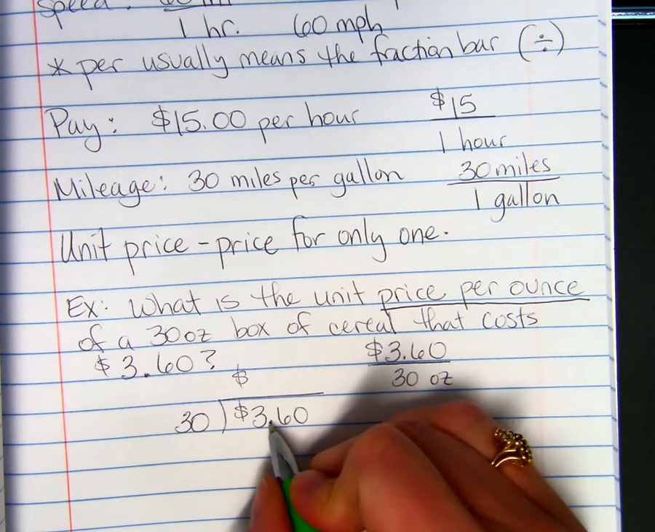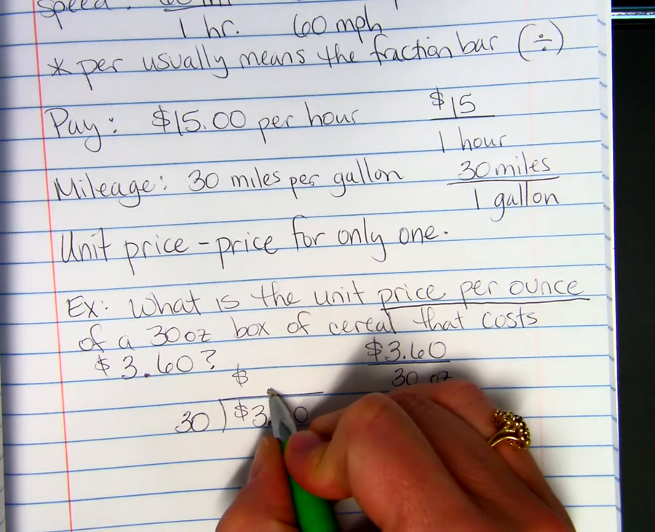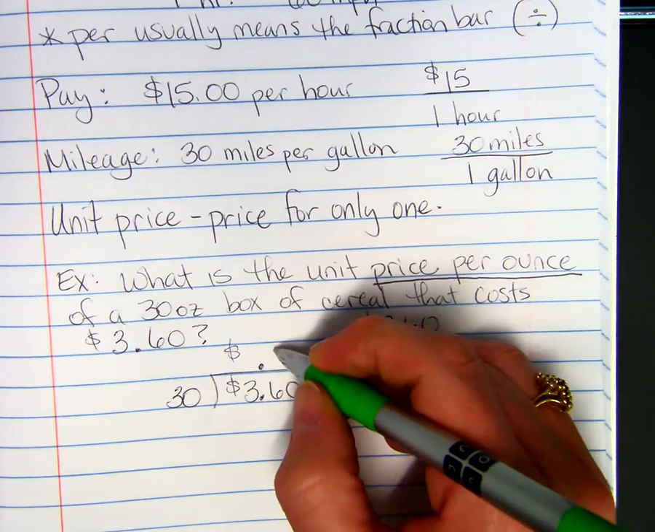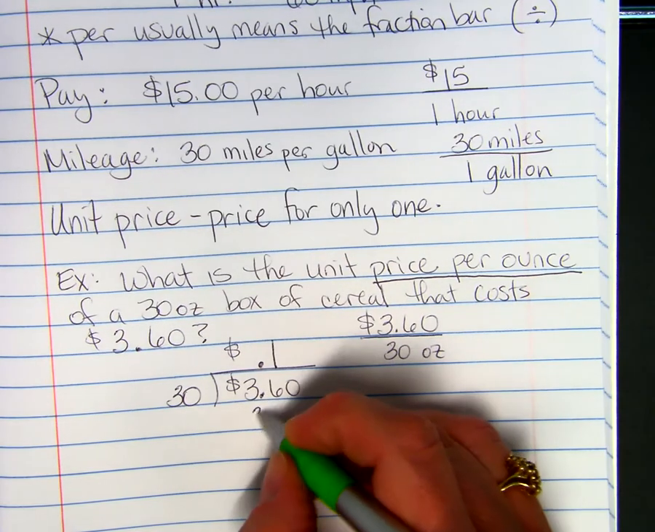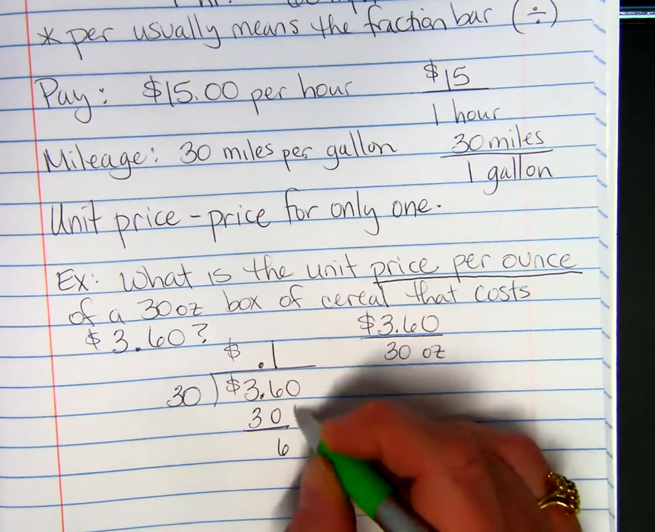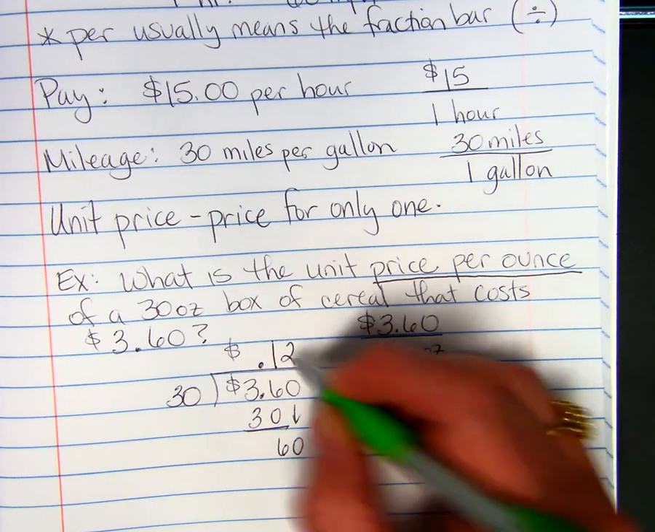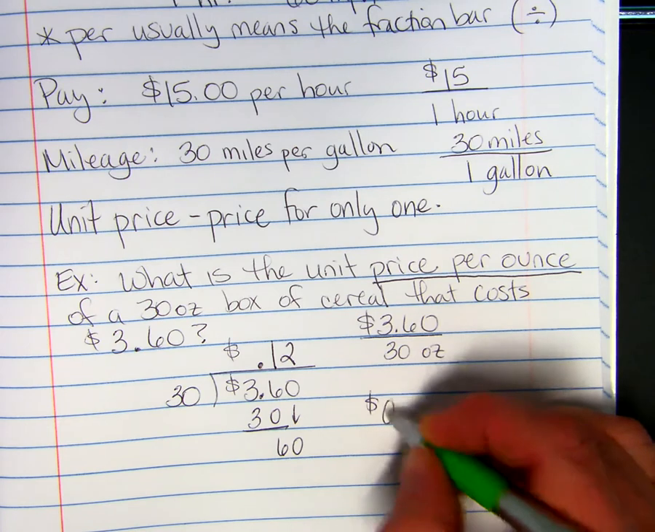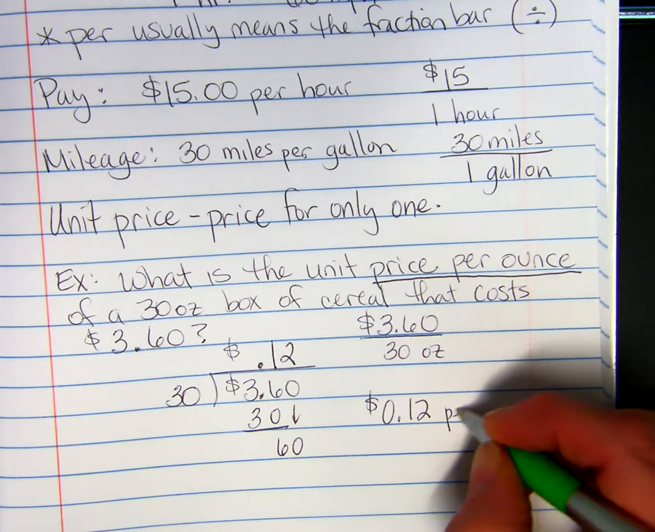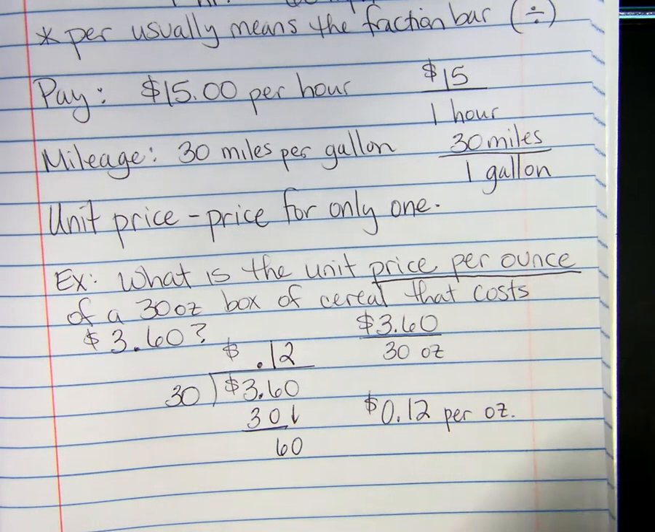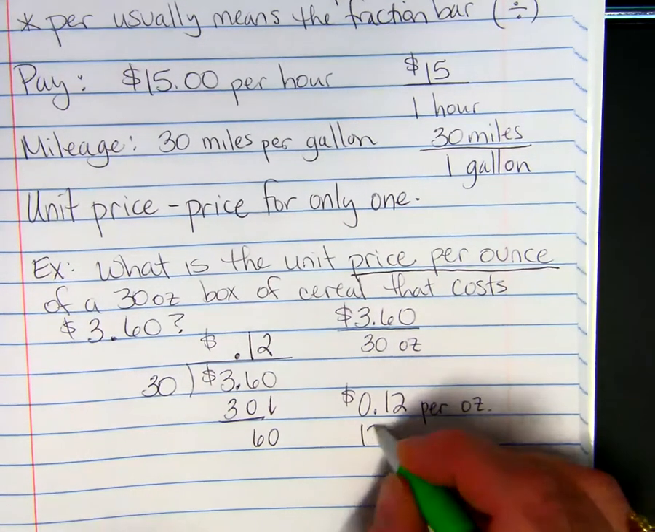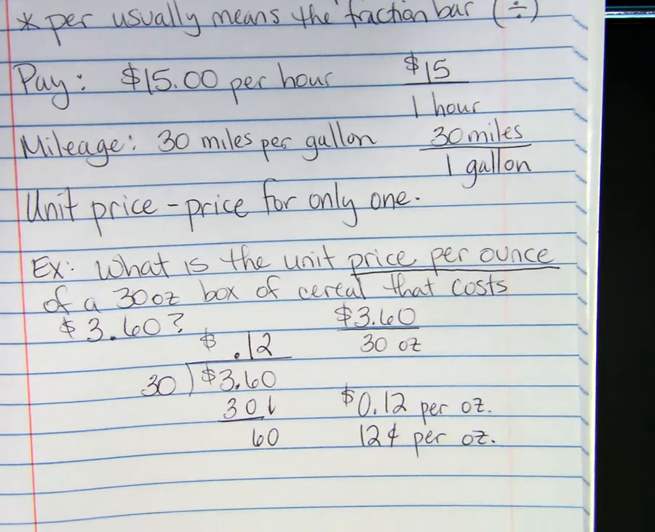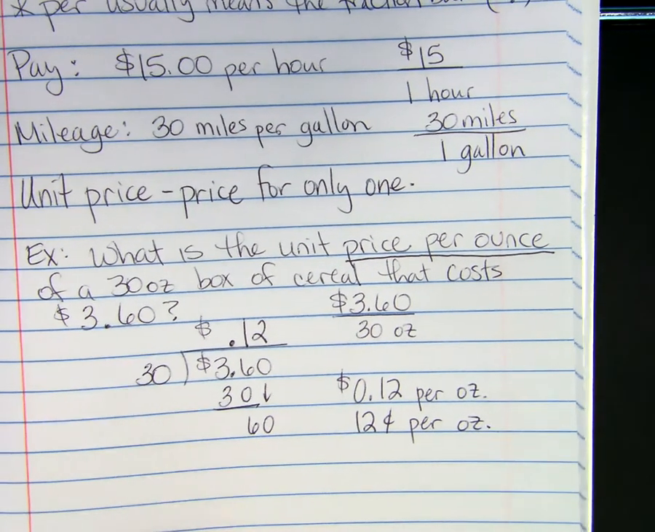So I bring my dollar sign up, I bring the decimal point up. 30 goes into 36 one time, subtract, you get 6, bring down, divide, you get 2. So the answer would be 12 cents per ounce. Or you could write it as 12 with the cent sign after it per ounce. So those are a couple of ways you could write the rate.